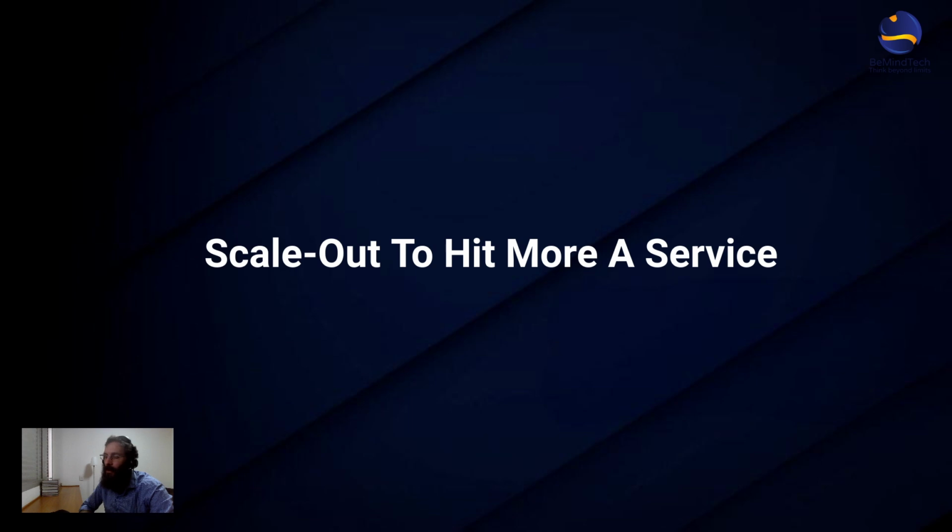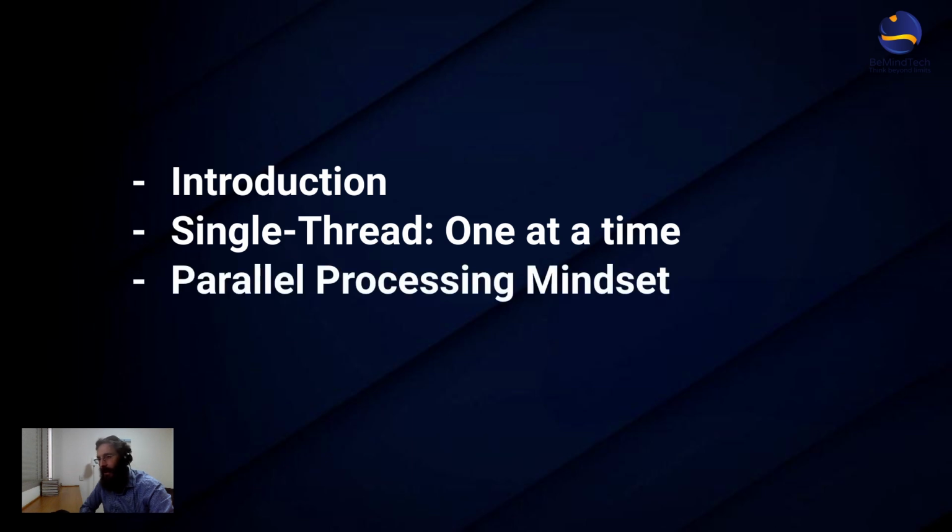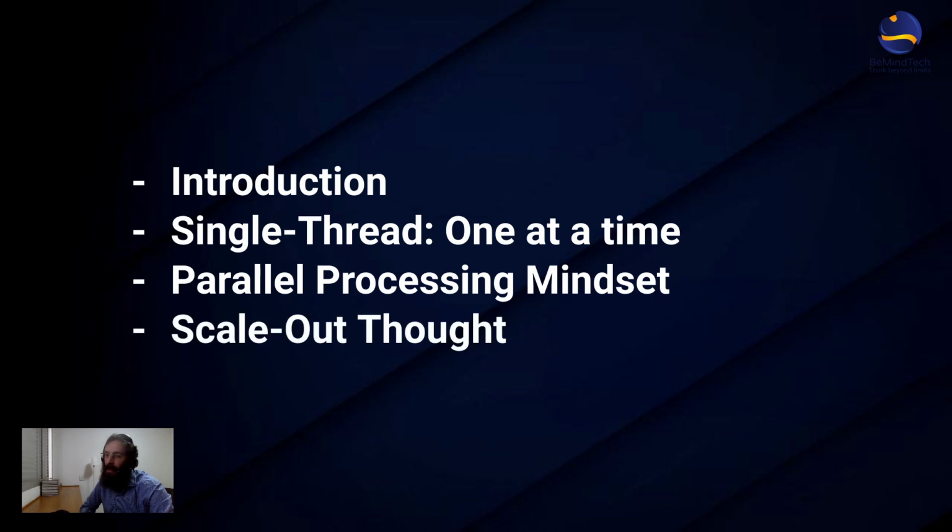Today I want to share with you a definition called scale out and show you how we can use that definition in order to hit more services in an architecture. At the beginning I want to share a little introduction. After that I want to explain and show you a little example about our topic, and after that how we can improve this example, and finally how we can use the definition of scale out in order to improve the architecture that we improved in the previous step.